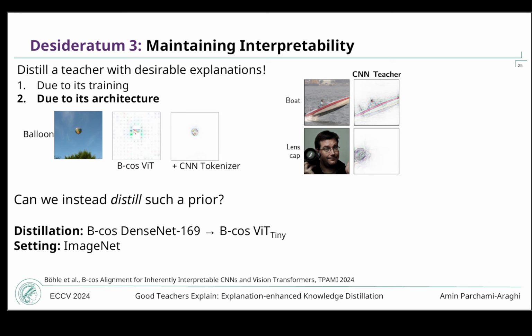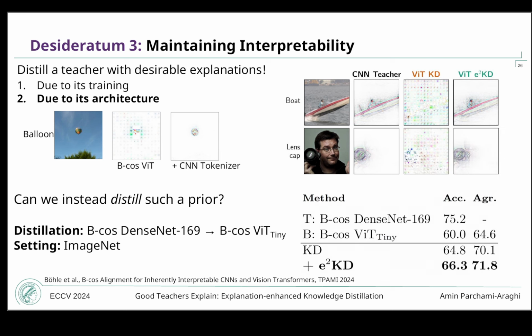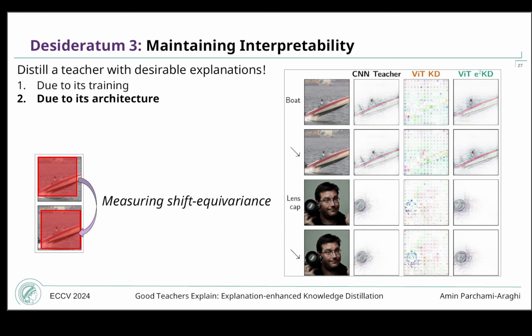We also explore distilling a teacher that has a higher degree of interpretability because of its architecture. Specifically, it has been shown that the interpretability of ViT can benefit from CNN tokenizers. Here, we instead explore attaining such interpretability through distillation of a CNN to ViT. We see that ViT students become significantly more interpretable with our loss. We also get consistent accuracy and agreement gains on ImageNet. In the paper, we also measure the shift equivariance of explanations as a property of the CNN and measure whether it's distilled to the ViT.